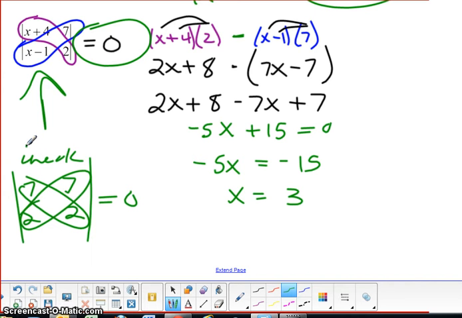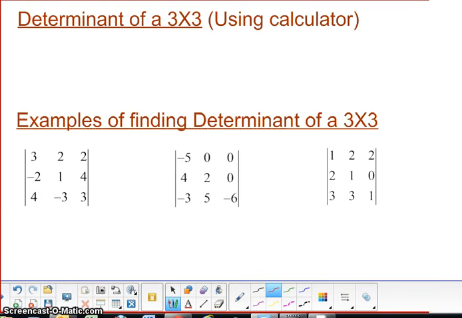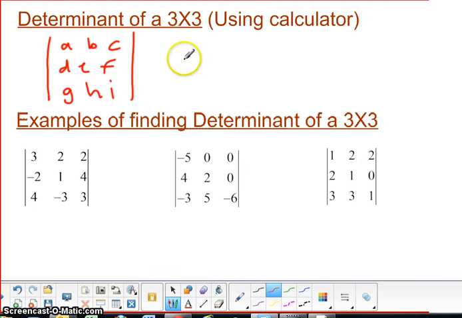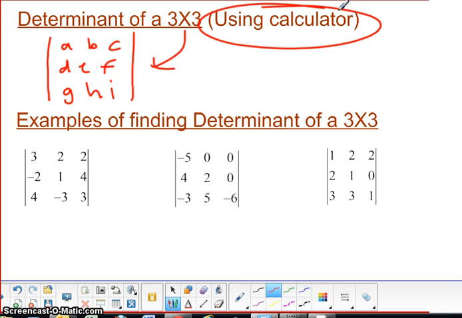Okay, so let's go on to a 3x3 matrix. So a 3x3 matrix would look something like this, where you have A, B, C on the top of the matrix, D, E, F, and G, H, I. So it's a 3x3 matrix, 3 rows by 3 columns. And then if you get your calculator out, go ahead and push pause because we're going to need that, and go into matrix.